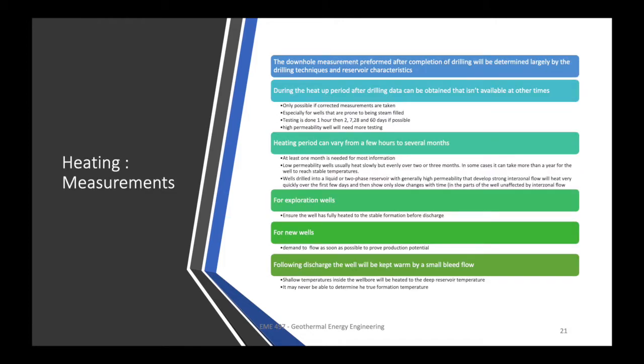Heating measurements. The downhole measurements performed after completion of drilling will be determined largely by the drilling technique and reservoir characteristics. During the heat-up period after drilling, data can be obtained that isn't available at any other time. This is only possible if corrected measurements are taken, especially for wells that are prone to being steam-filled. Testing is done 1 hour, then 2, 7, 28, and 60 days later if possible. High permeability wells will need more testing than wells with low permeability.